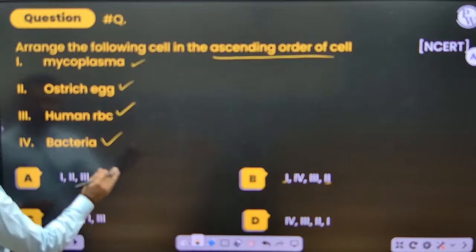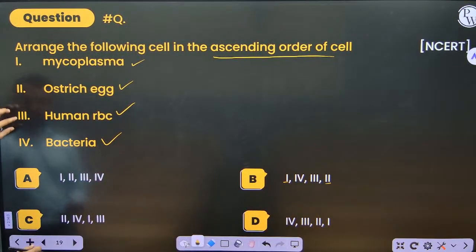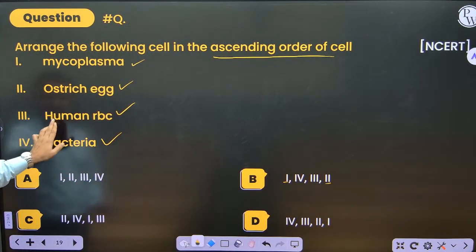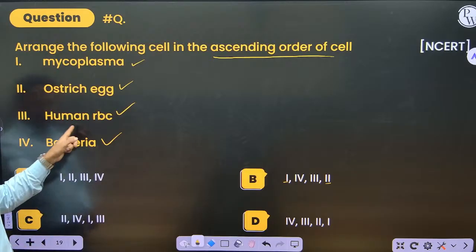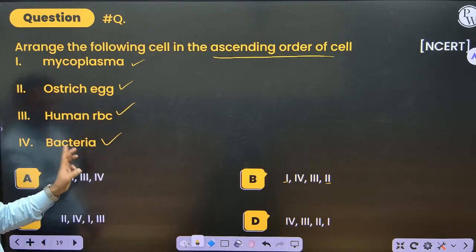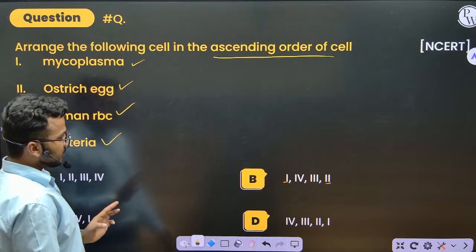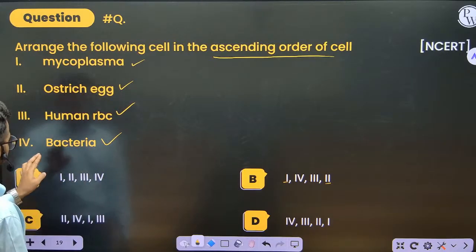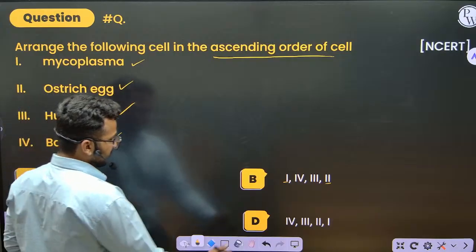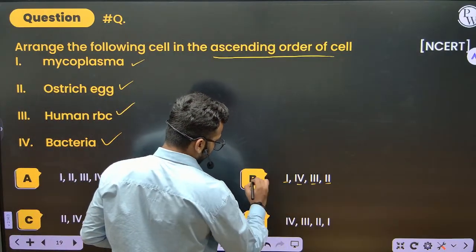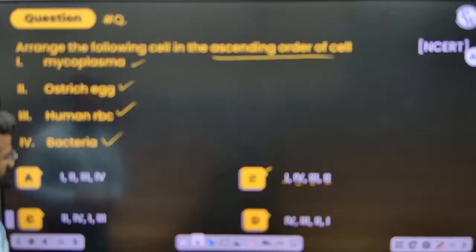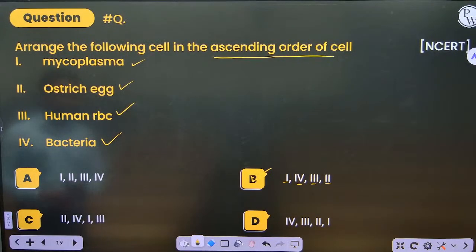The remaining are 4 and 3. 4 is bacteria and 3 is human RBC. RBC is 7 micrometer in diameter, and bacteria is 3 to 5 micrometer. So which one will be the answer? 1, 4, 3, 2 will be the answer.